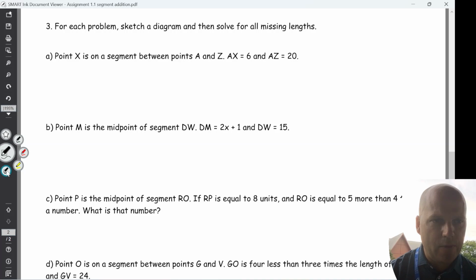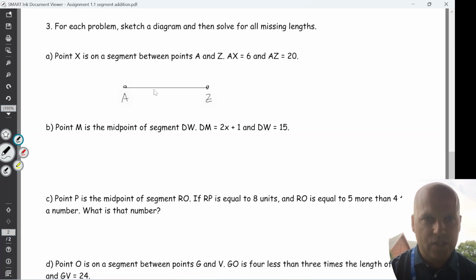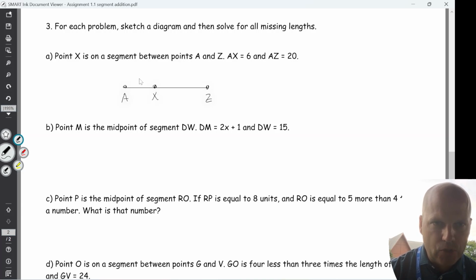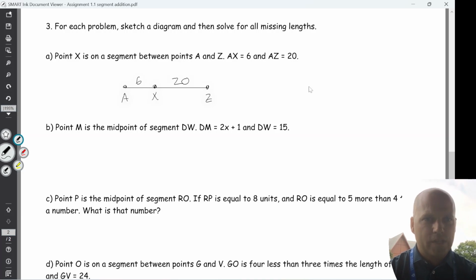So we start with 3a, which is a simple one. We have point X on the segment between points A and Z. So you can think about a segment AZ, and you can think about X being somewhere between A and Z. I'm going to also read that AX equals 6 and AZ equals 20. So I'm going to put X closer to A, knowing that AX is 6, and then XZ is 20.